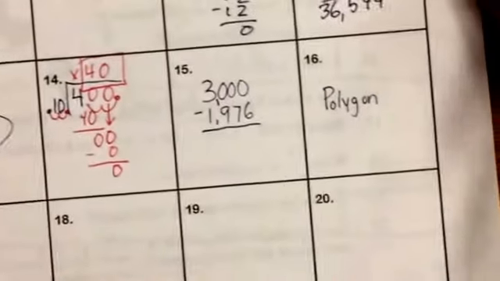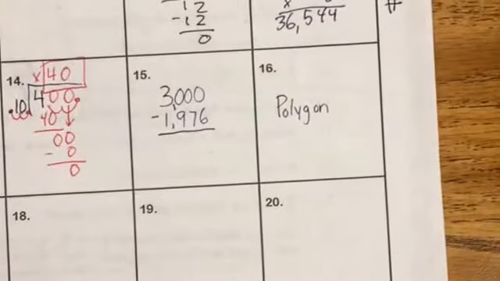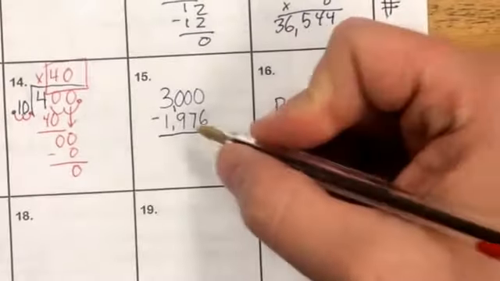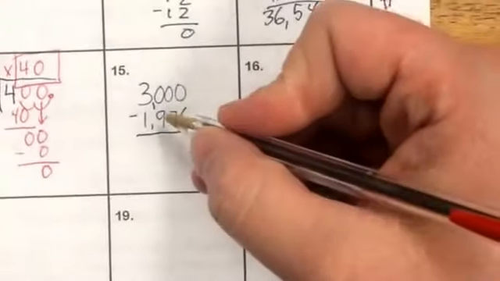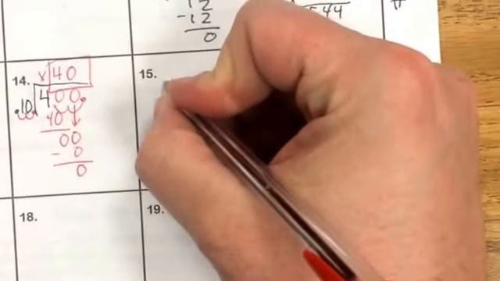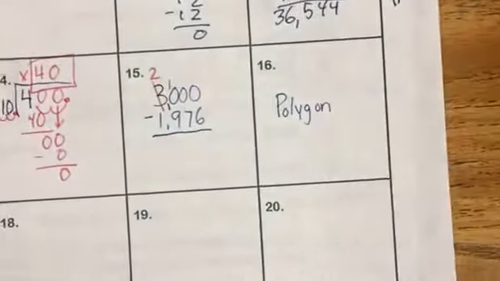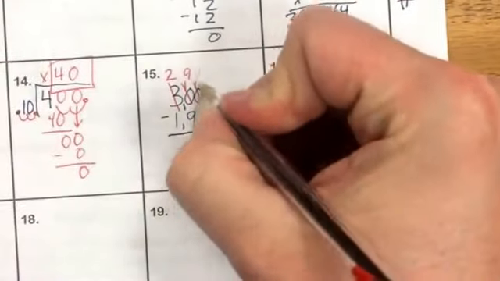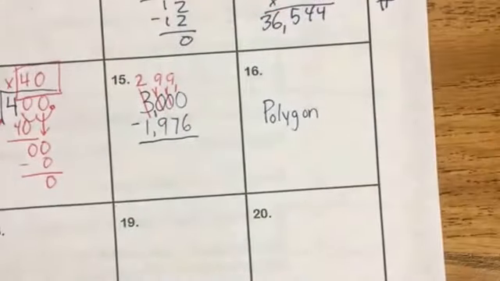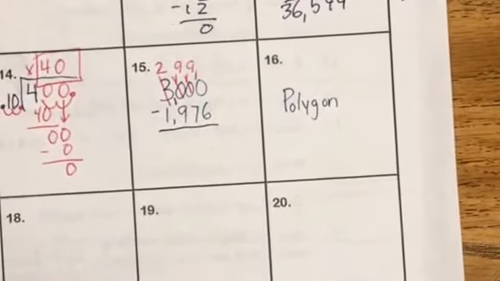All right, number 15, they wanted us to look at 3,000 minus 1,976. Pretty easy problem, but I cannot subtract 6 from 0. I can't subtract 7 from 0. I can't subtract 9 from 0. So I have to go all the way down to my 3,000 here, borrow from that 3,000, make that a 2,000, and I'm going to pass it down, change that 10 into a 9, pass it down, change that 10 into a 9, and then pass it down. And then since I'm at the last digit, I can't pass any farther, so I'm just going to subtract.